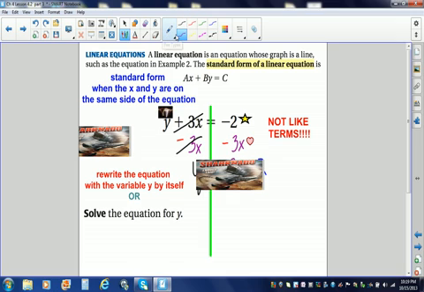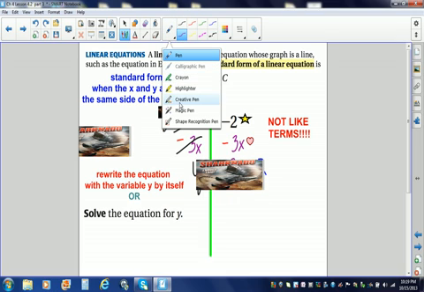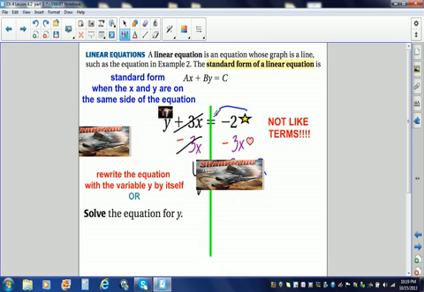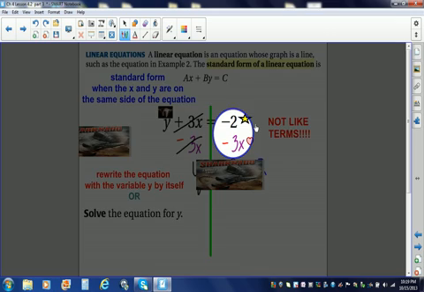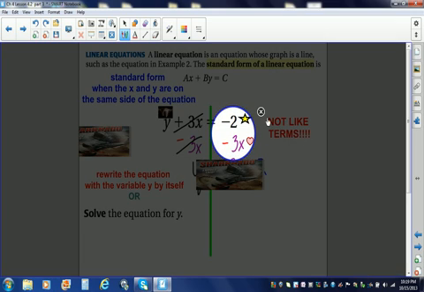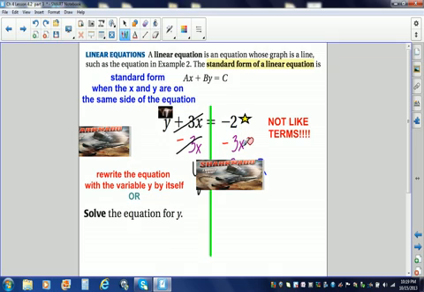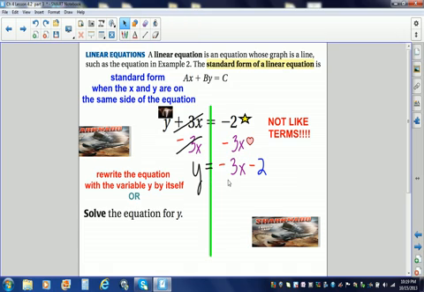These are negated, and you will remember, do not combine these. They are not like terms. One has a variable. The other is a constant. So I simply rewrite the equation: y equals -3x minus 2. Cannot combine these. Do not combine them.